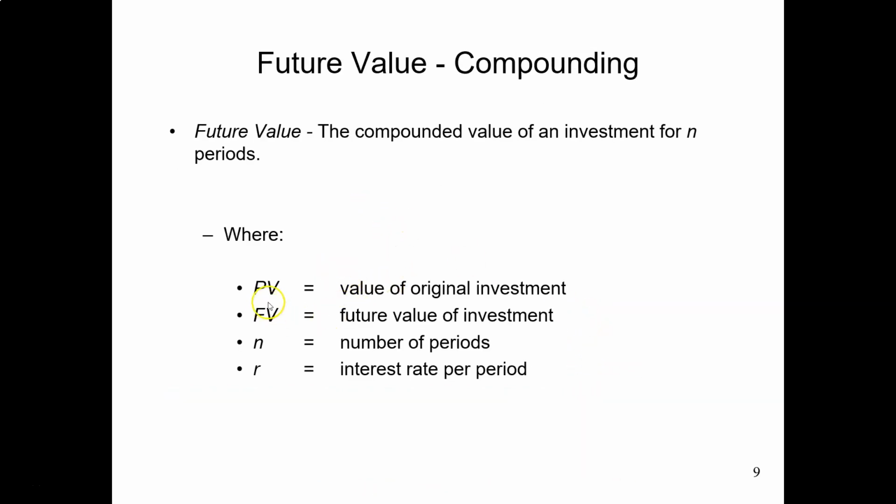Okay, so now we know the compounding calculation of bank account. If we know the present value of investment, we know the interest rate as the market price for time value of money, and we know how many periods you need to wait, then we can use this equation to calculate the future value of your investment. Your future value of investment will be the present value multiplied by 1 plus interest rate to the power of n.